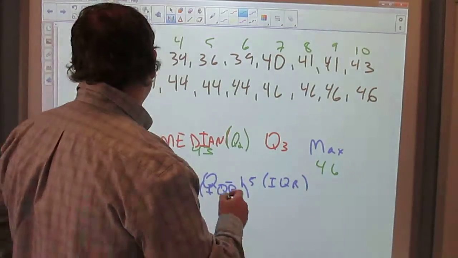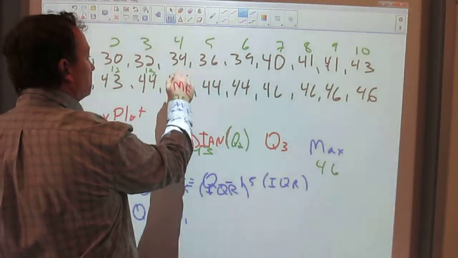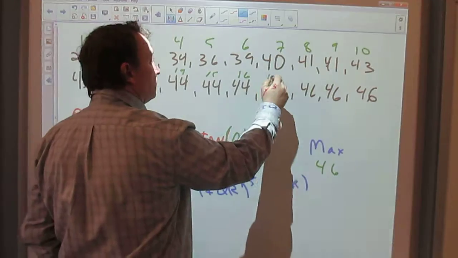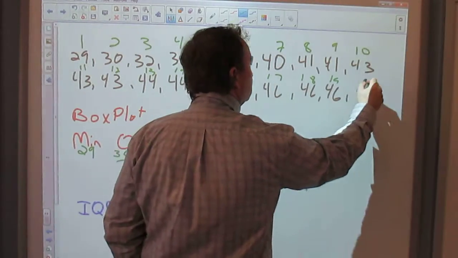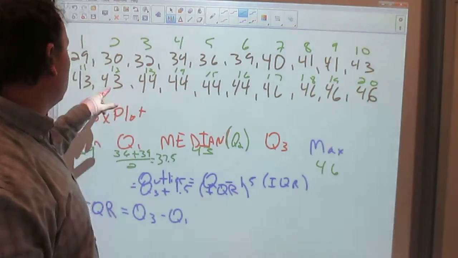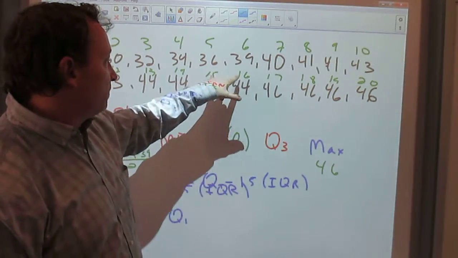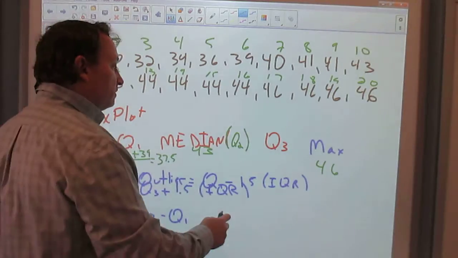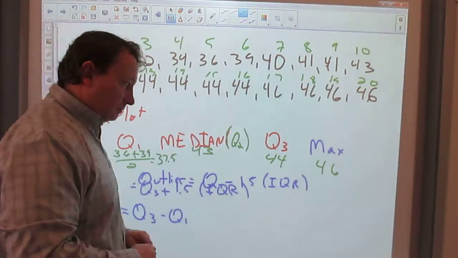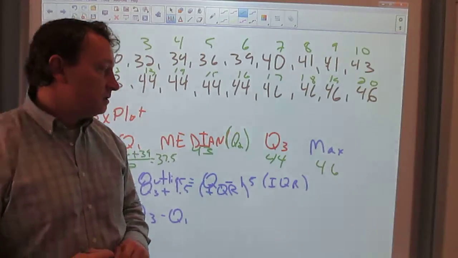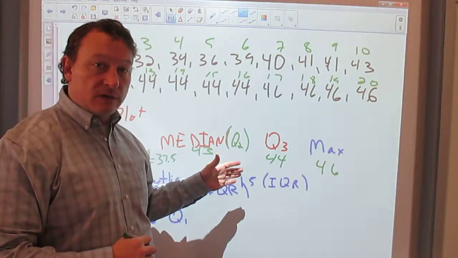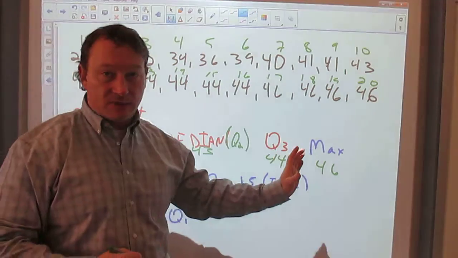We're going to do the same thing for quarter 3. If we want to get the quarter 3 number, we want to go between 1, 2, 3, 4, 5, 44, and the 16th number, 44. Between 15 and 16. So quarter 3 is going to be 44. And my max is 46. So these are our 5-number summaries. This is how we're going to make the bulk of the box plot.